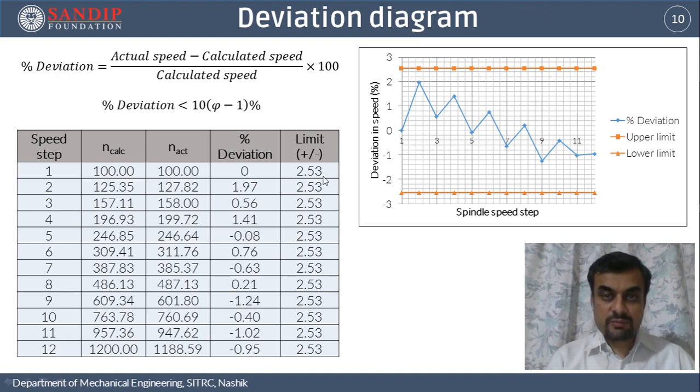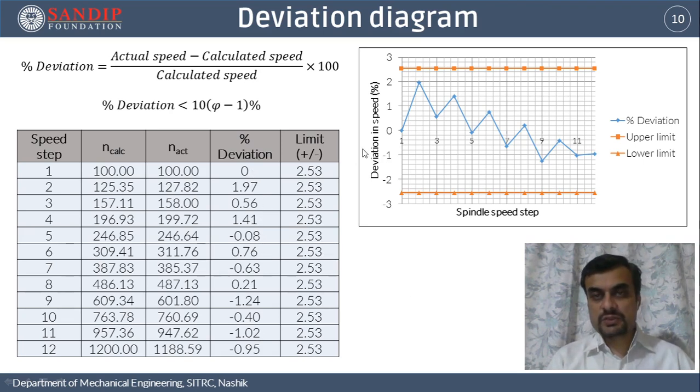The last column is the limit, which is calculated from this second formula, 10 into (phi minus 1). So phi is 1.25, and from that we get this value. It can be observed that for all speed steps, the percentage deviation is within the permissible limit.